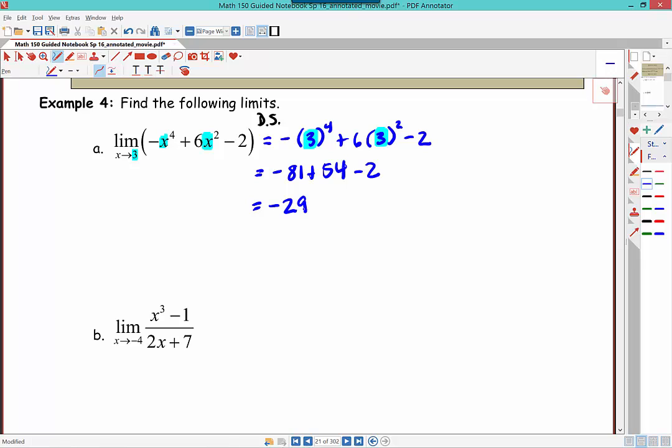Does that look okay to you guys? Let's see if I made up my own math. I think I'm getting a little bit of a cold coming on. Nope, we're good. All right.